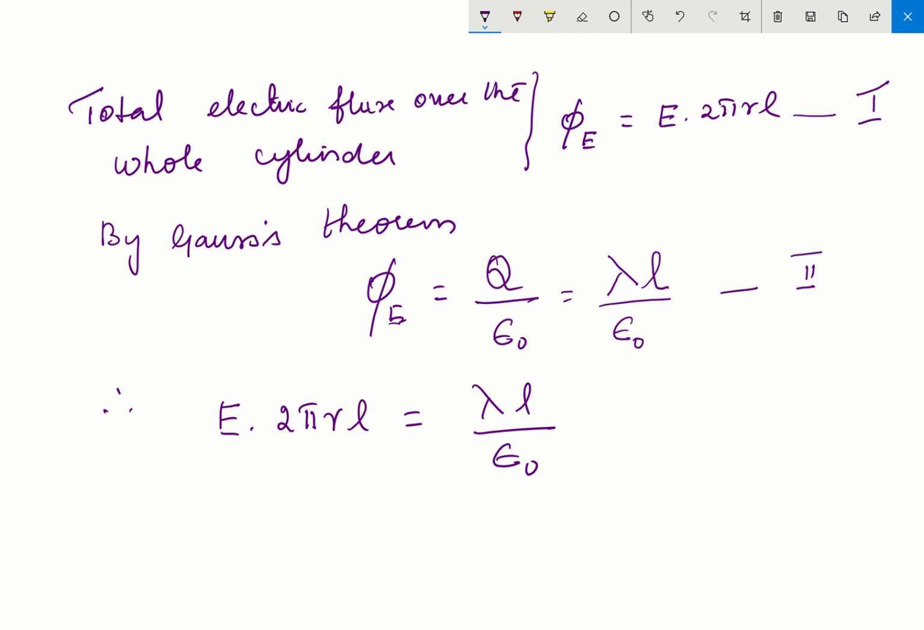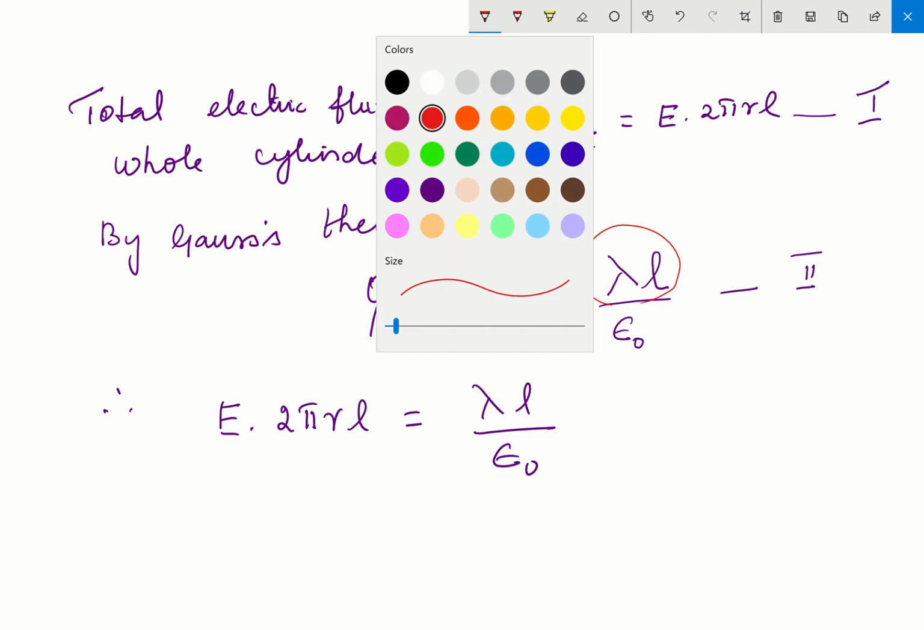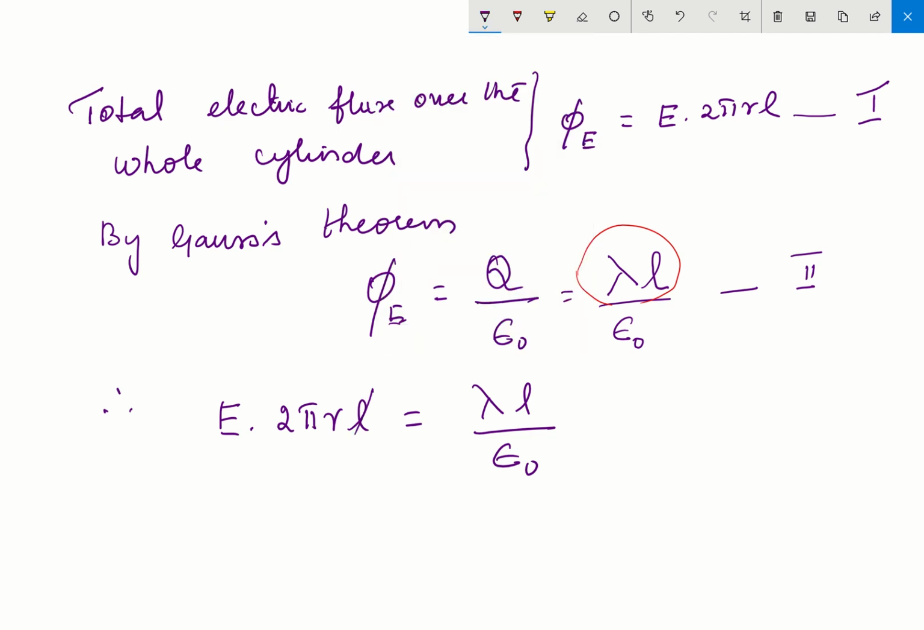On applying Gauss theorem, flux is nothing but 1 by epsilon naught times the total charge enclosed within the surface. The total charge enclosed within the surface is lambda into L, where lambda is the linear charge density and L is the length of the surface. The Gaussian surface we have taken is a cylinder. Therefore L will get cancelled. So what is E? E is equal to lambda by 2 pi r epsilon naught. This is the final expression.